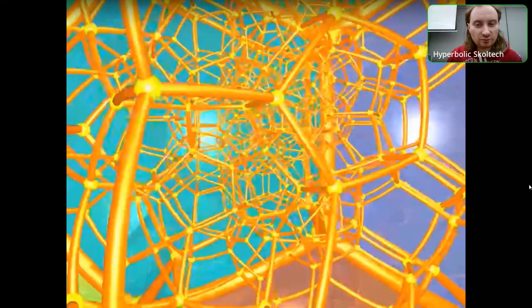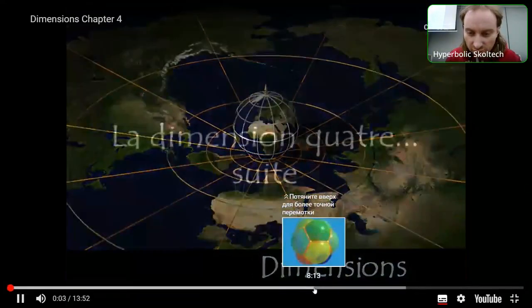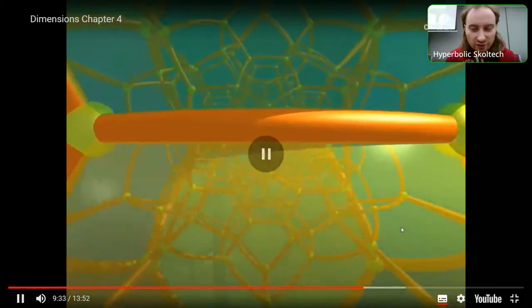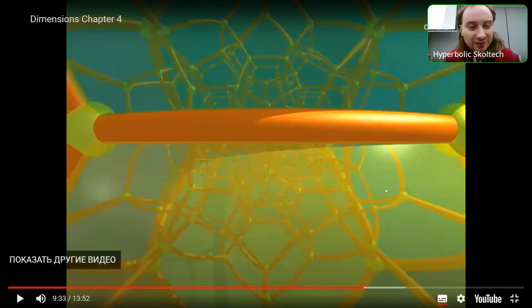Aren't they amazing? Oh, sorry. Actually, I wanted to say that some people are 3D printing those skeletons of four-dimensional polytopes.